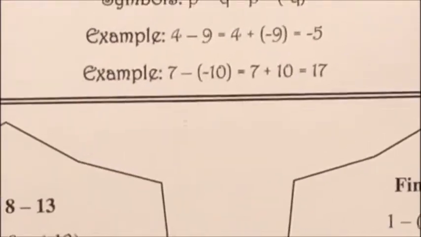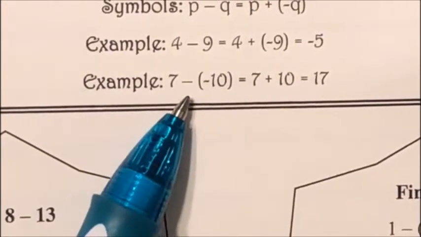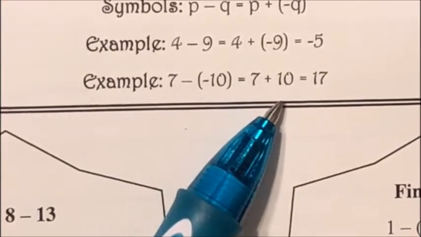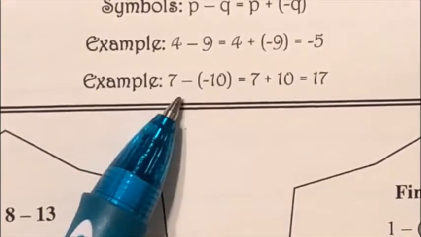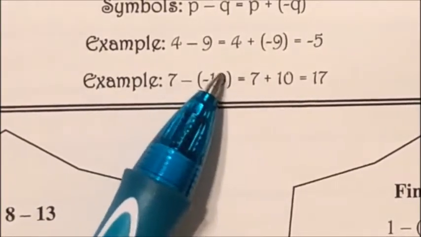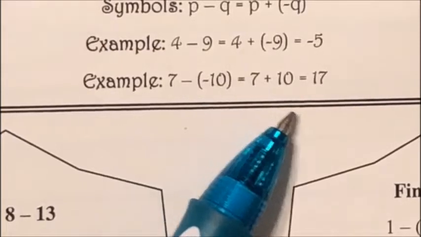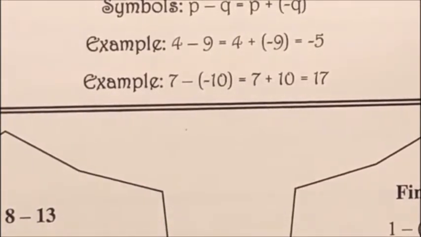Okay, another example. 7 minus a negative 10. So I add the additive inverse. So 7, the minus becomes a plus, and I do the opposite, the additive inverse of the next number. So negative 10, the additive inverse is 10. So I get 7 plus 10, which equals 17.